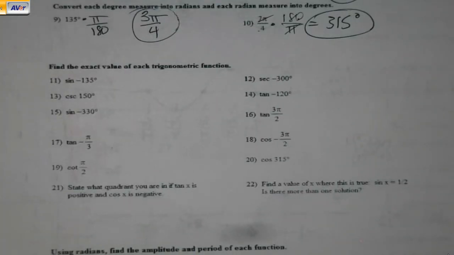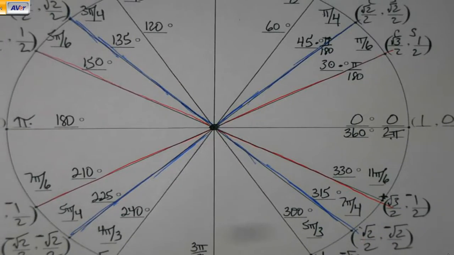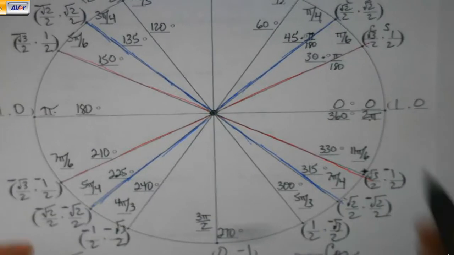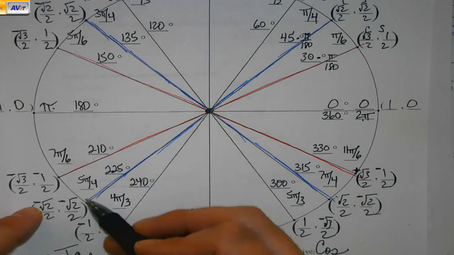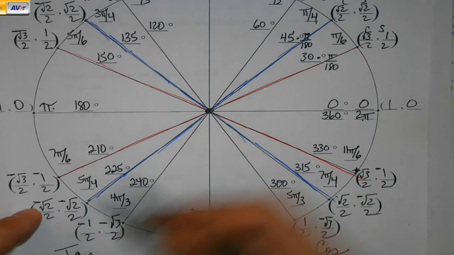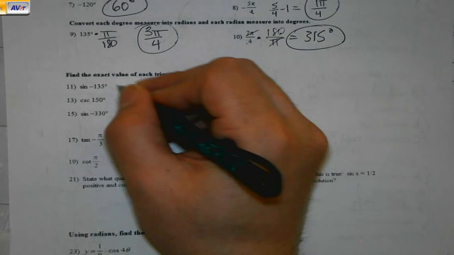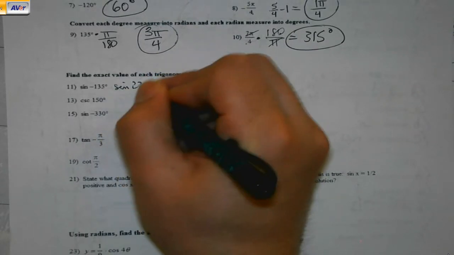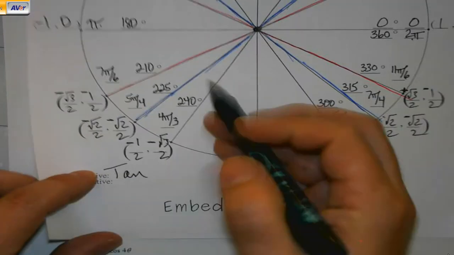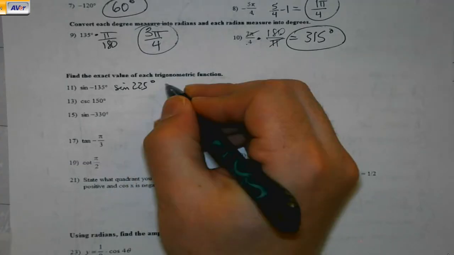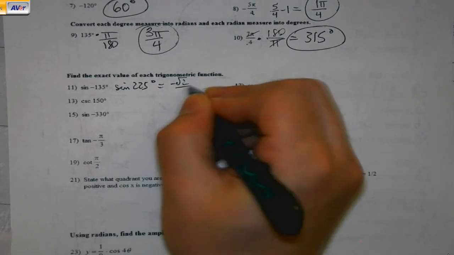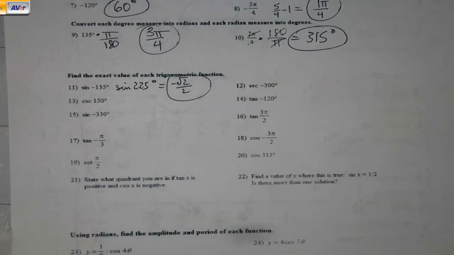Sine of negative 135. All right, let's pull this back up. I'm zooming back out because we need to be able to see. Remember, we're going clockwise. 90, 120, 135. So this is the same thing as looking up the sine of 225 degrees, which is negative square root of 2 over 2. Keep your life simple, people. Don't make this hard.